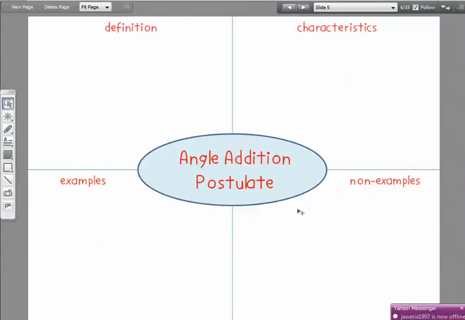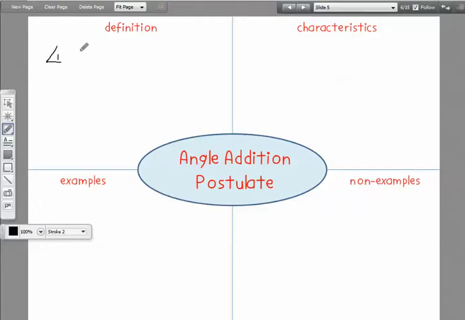The next thing I wanted to talk about was the angle addition postulate. When we think of the angle addition postulate, let's just focus on the addition. Okay, we know what addition means. That means we're adding a couple of things together. Since it's angle addition postulate, that means we're going to be adding some angles together.